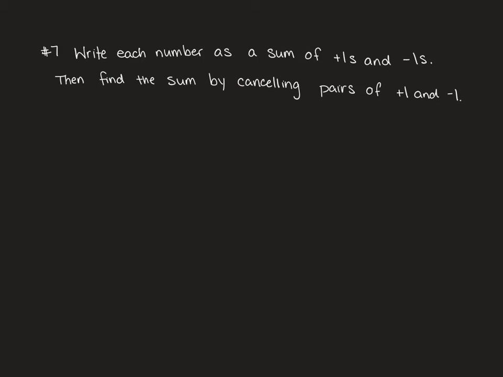Question 7 asks you to write each number as a sum, so addition sentence of positive ones and negative ones, and then find the sum by canceling the pairs. This is basically using +1s and -1s to show integer chips, but I'm going to show you how they demonstrate it. So their first example is +4 plus -2 is something.